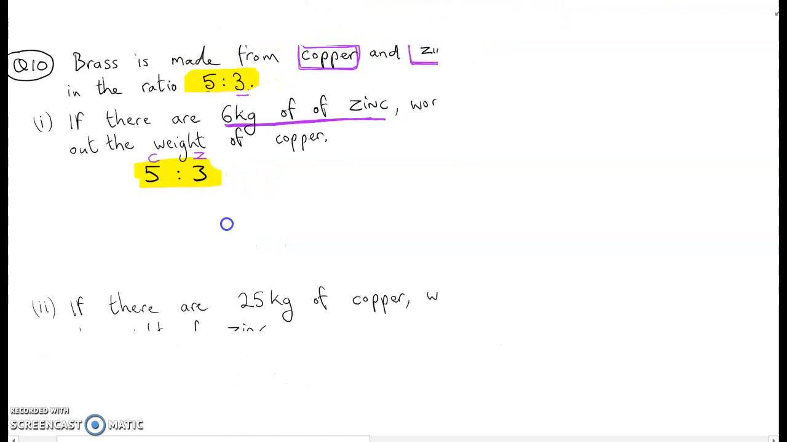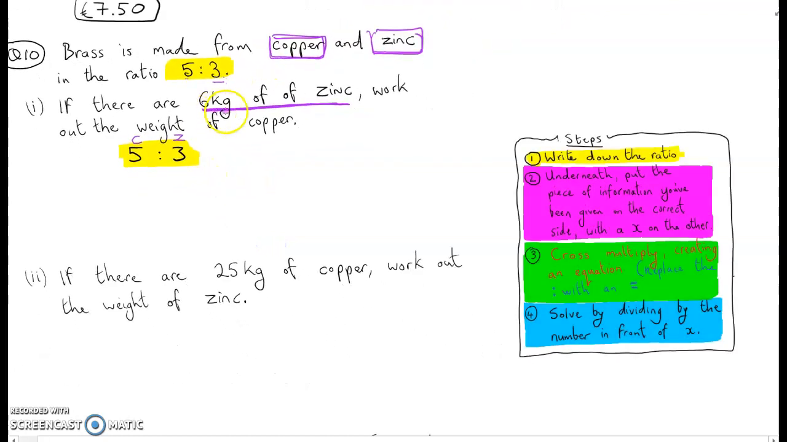Now we can look at the question again. If there are 6 kilograms of zinc, so where am I going to put my zinc? I'm going to put it down here, because that's the side that belongs to zinc. And over on the other side, I'm going to put an X.